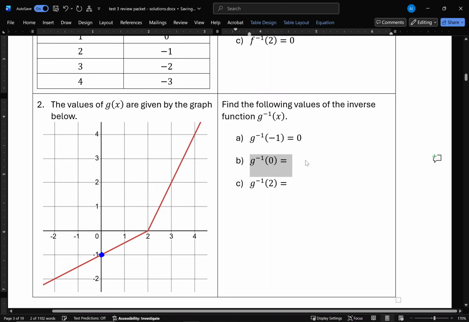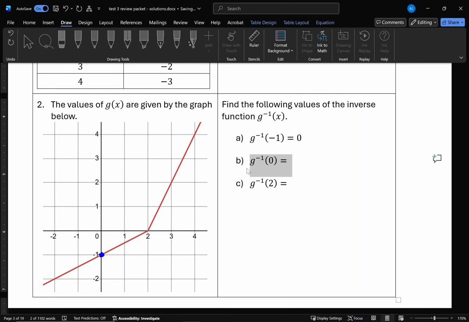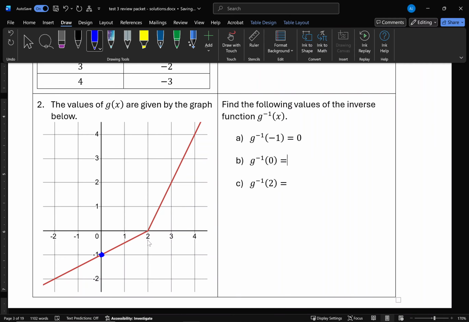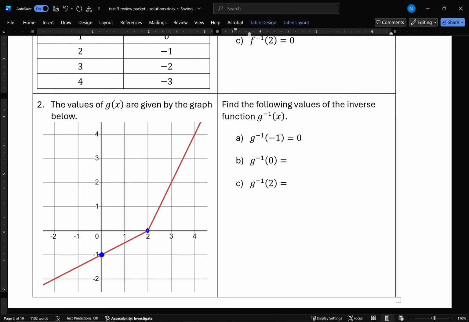Similarly, for g inverse of 0, we're looking at where does the original function equal 0? Where does it have a y value of 0? And that is going to be right here. So the x value there is 2. So this is going to be 2.